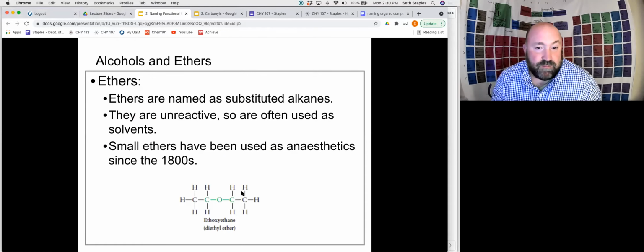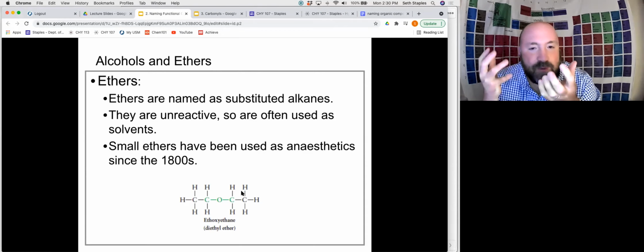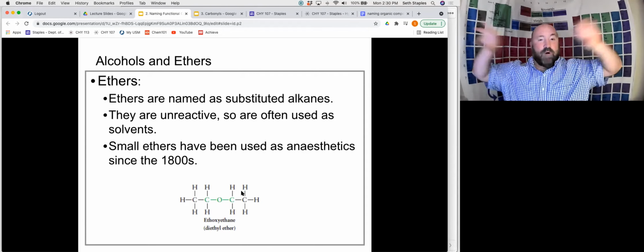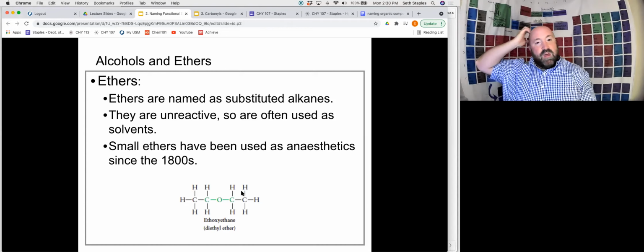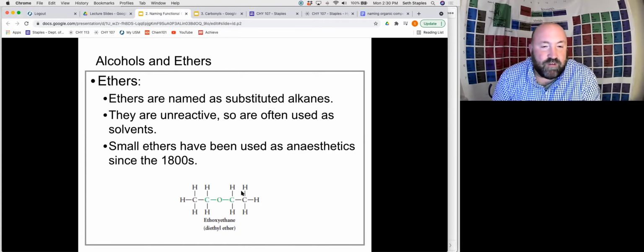Next, ethers. Like I talked about in the beginning, with ethers, now we have carbon groups hanging off both sides of the oxygen. Ethers are very unreactive, and so they're quite often used as solvents. Smaller ethers were used as anesthetics since about the 1800s. Some of the first anesthetics used in surgeries, especially in field hospitals in the military, ethers were a very popular anesthetic to use.